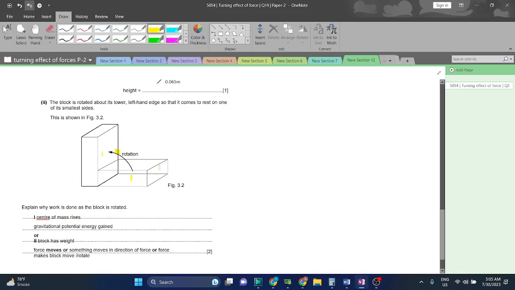When the block is rotated, the force will act in the same direction as the distance it is traveling. So what is the formula for work done? Force into perpendicular distance. So the force is in the direction of the distance moved, which means work is done. That is the second point. Gravitational potential energy is gained, so work is done. Yeah. So very simple.